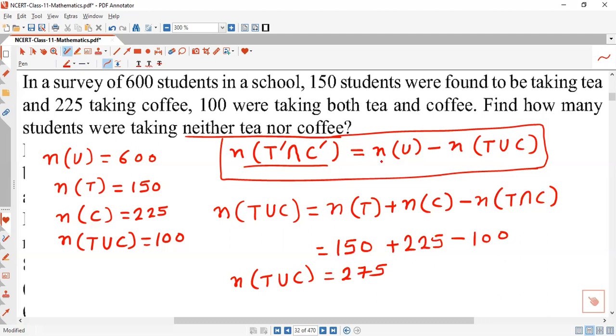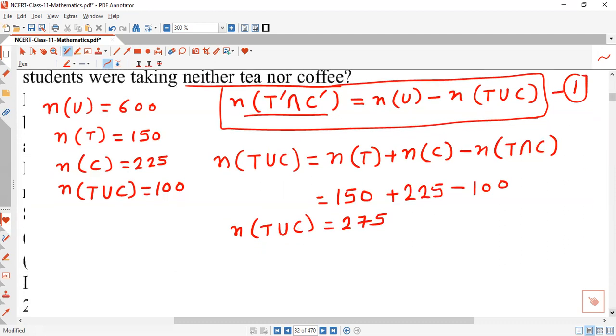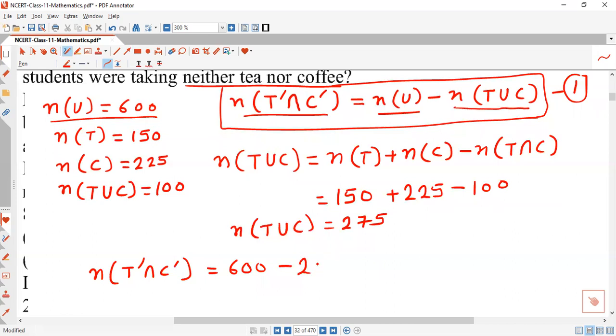Now we put the value in formula number 1. We get n of T dash intersection C dash equals n of U, which is 600, the total number of students in the school, minus the students who are taking either tea or coffee, 275. This comes out to 325. This will be the answer of this question.